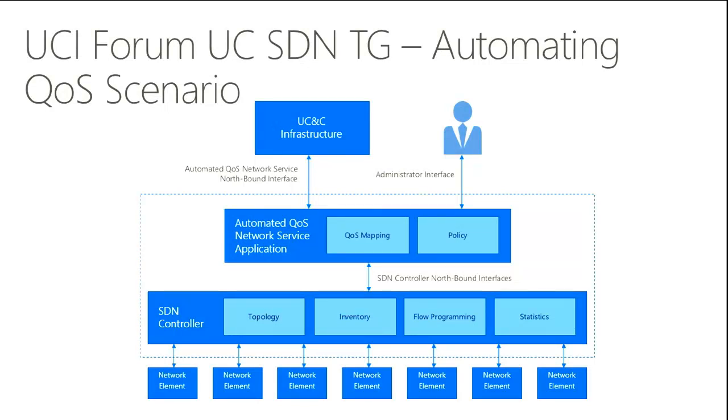And there's sessions going on throughout the week in more detail on all of this stuff. So this is an actual diagram taken from the use case document from the UCI Forum. It talks about that network service module I talked about, having policy, and then talking to the controller and doing the right, what I call the lower latitudes of the APIs will be about.